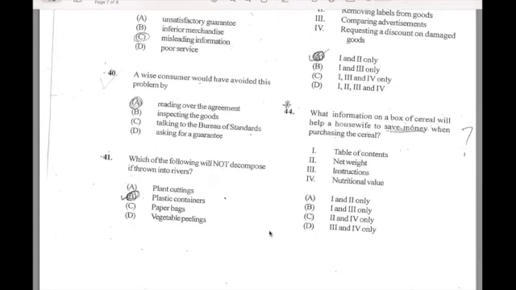Question number 44. Which of the following on the box of cereal will help a household to save money when purchasing the cereal? They have some options: table of content, net weight, instruction, and nutritional value. So if your answer is C, then you are correct.